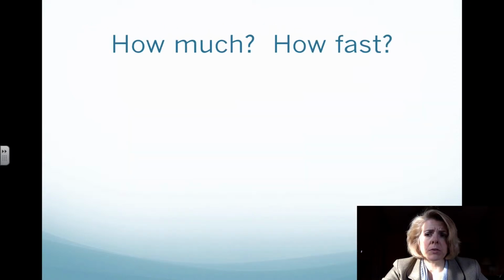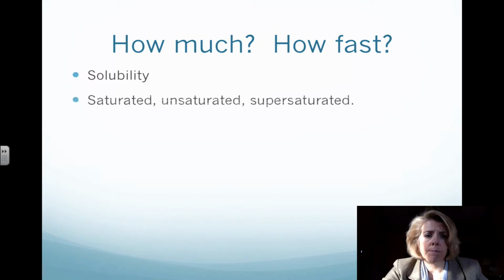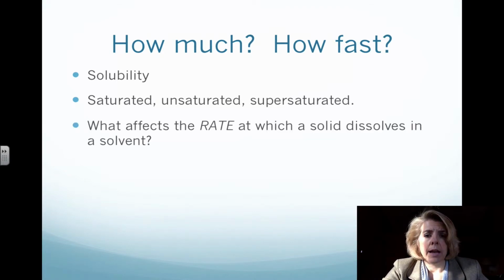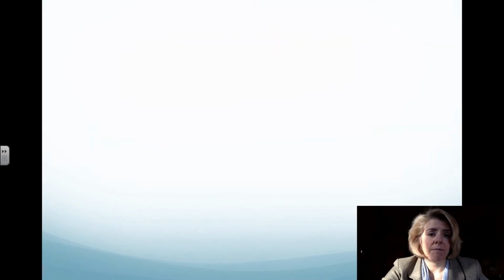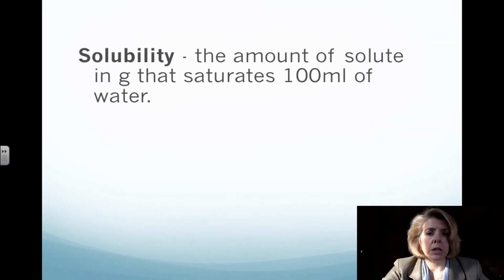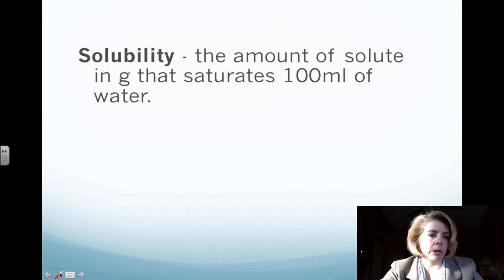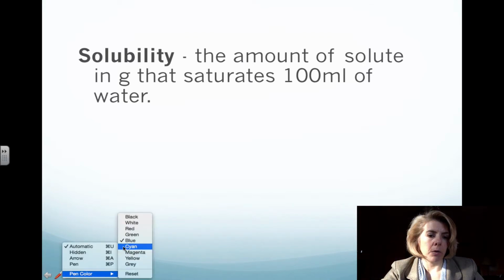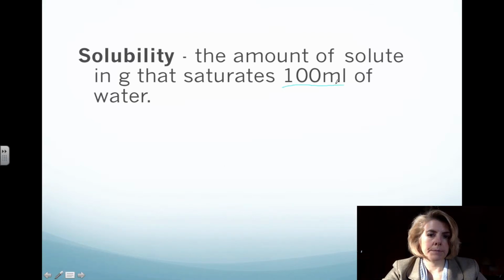Now, say you wanted to dissolve something, the question is, how much should you add and how fast? Well, you have to look at solubility. You have to look at, is it saturated, unsaturated, or supersaturated? We're going to do a lab where we look at those terms. And also the rate. Sometimes there are materials that take a long time to dissolve, and there are others that dissolve very quickly. So solubility, you're looking at the amount of solute per 100 mL of water. So when we do lab, you're going to see that we're always comparing it to 100 milliliters of water.